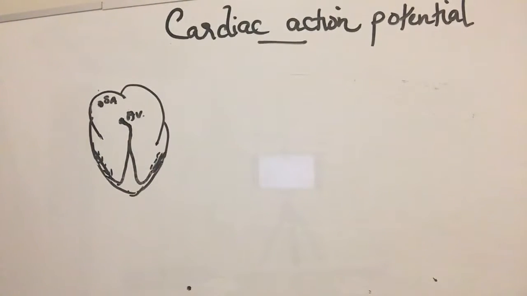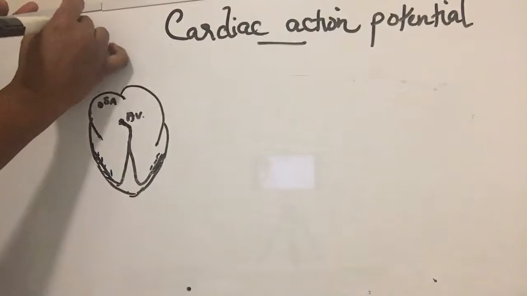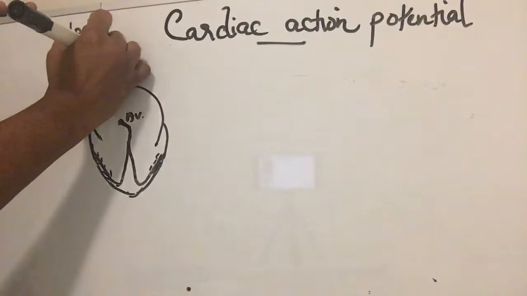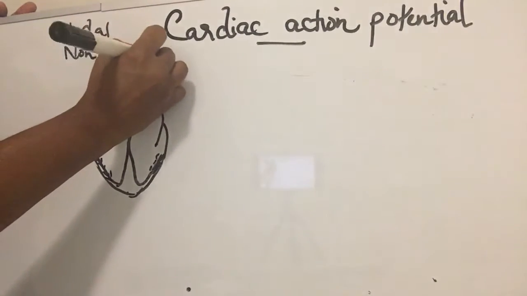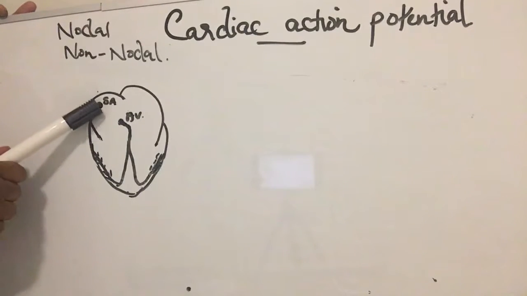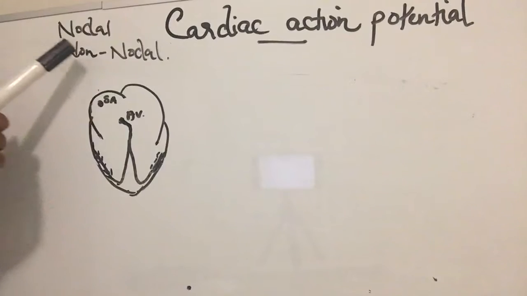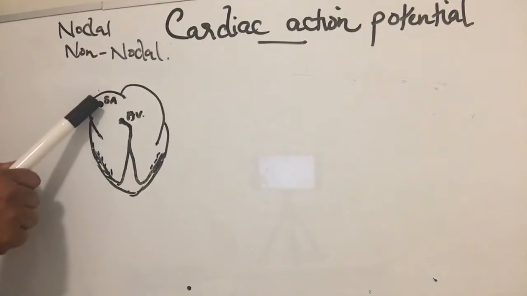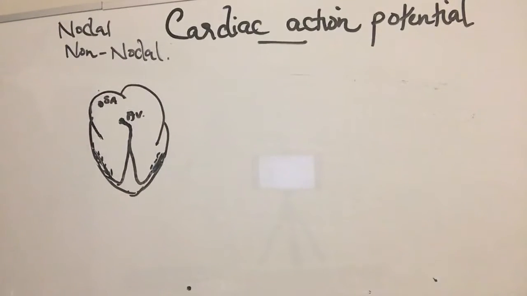Hi everyone, today we are going to see a very basic video of ECG, and that is called cardiac action potential. There are two types of cardiac action potentials, nodal cardiac action potential and non-nodal cardiac action potential. Nodal cardiac action potential happens in the SA node and in the AV node, and the non-nodal cardiac action potential happens in the Purkinje fibers and in the muscular layer of the heart.